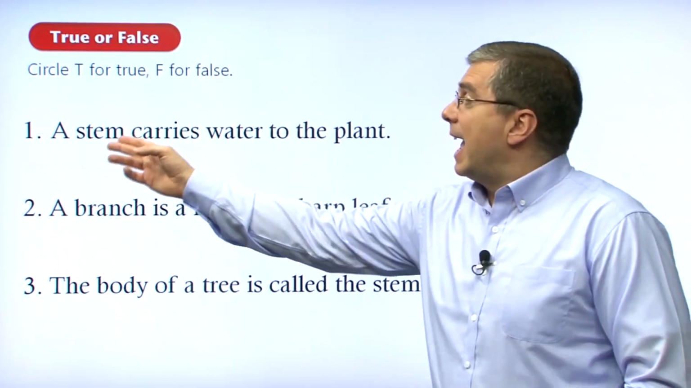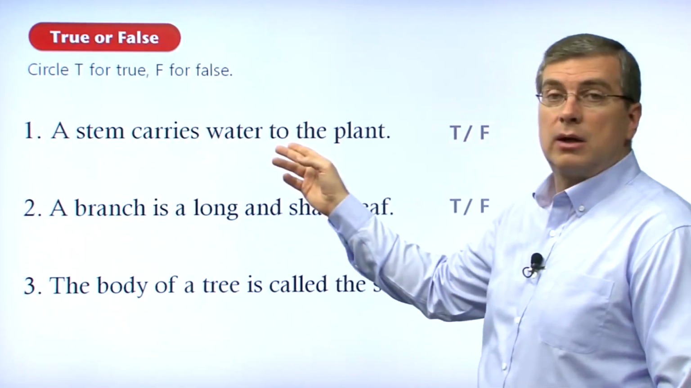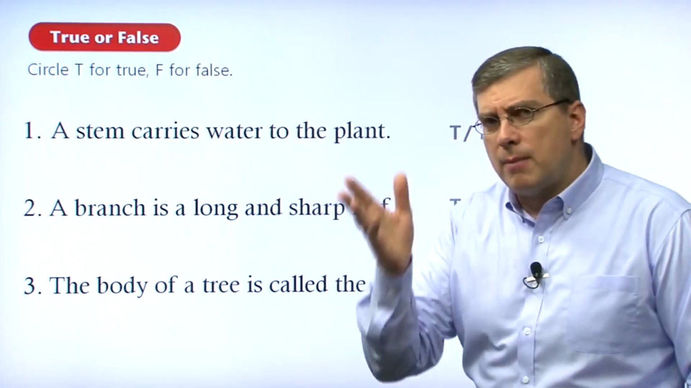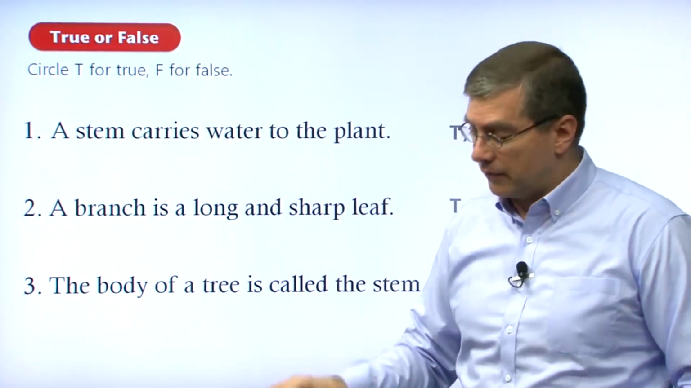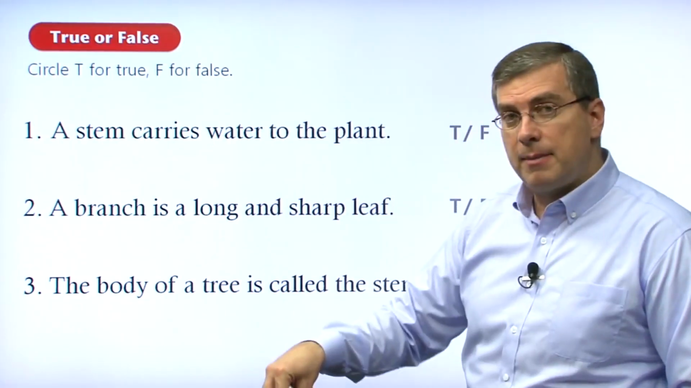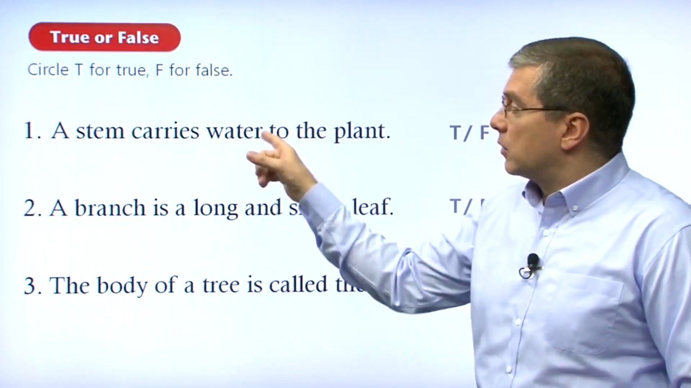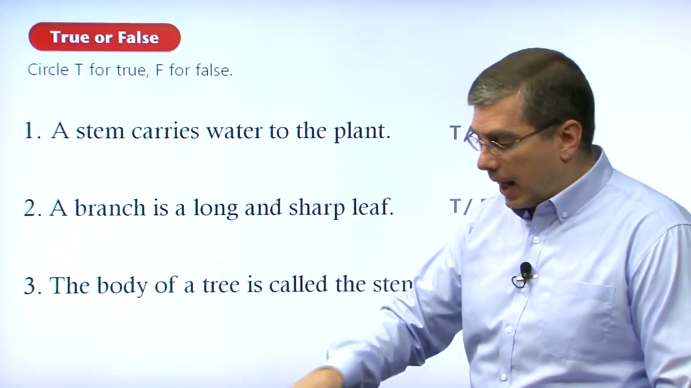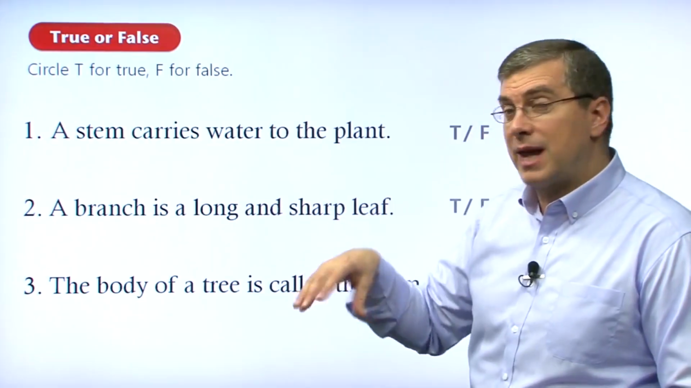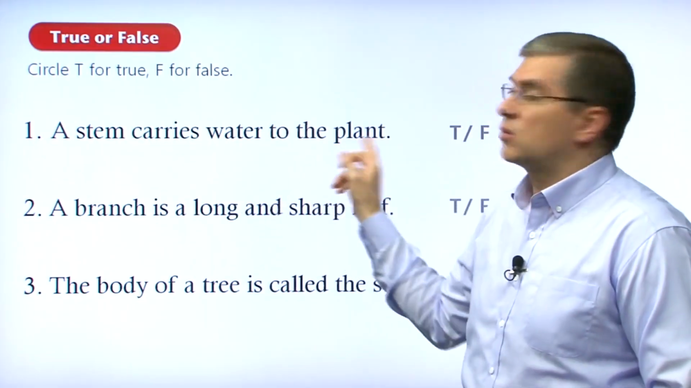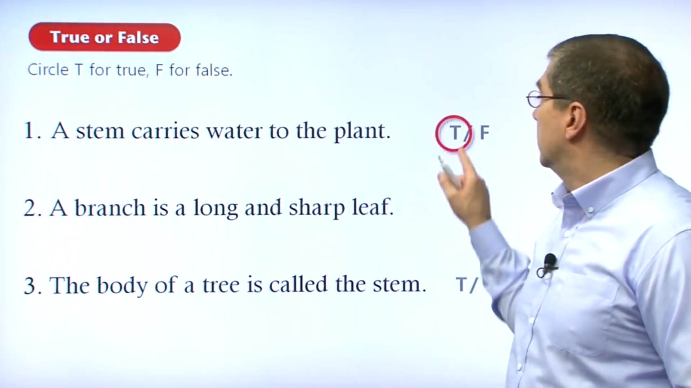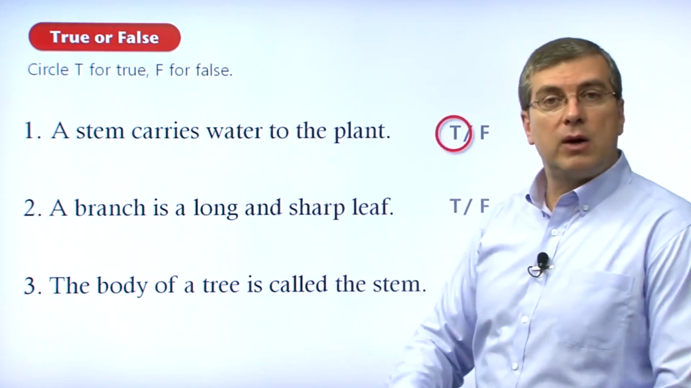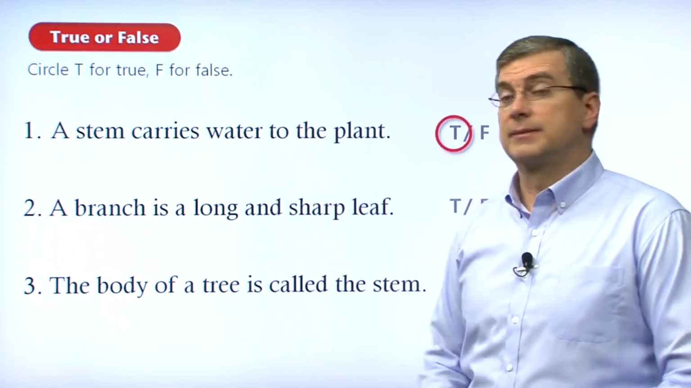The first one, a stem carries water to the plant. So remember, when we were talking about the different parts of a plant, we have the roots, we have the stem, and we have the leaves. So the roots take in water, and how does that water get to the rest of the plant? The stem carries water to the plant. So this statement is true. True, a stem does carry water to the rest of the plant.